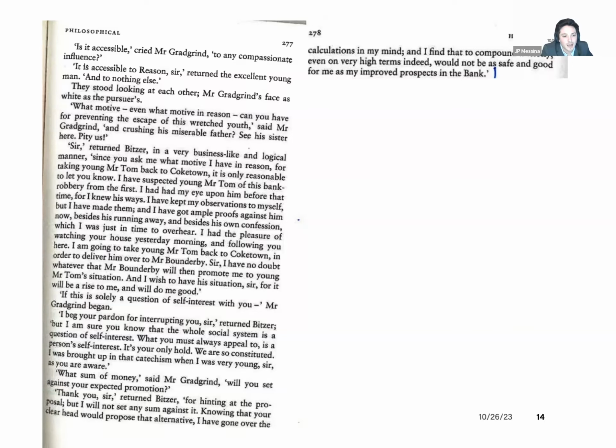"I beg your pardon for interrupting you, sir," returned Bitzer, "but I am sure you know that the whole social system is a question of self-interest. What you must always appeal to is a person's self-interest. It's your only hold. We are so constituted. I was brought up in that catechism when I was very young, sir, as you well know." "What sum of money," said Mr. Gradgrind, "will you set against your expected promotion?" "Thank you, sir," returned Bitzer, "for hinting at the proposal, but I will not set any sum against it. Knowing that your clear head would propose that alternative, I have gone over the calculations in my mind. I find that to compound a felony, even on very high terms indeed, would not be as safe and good for me as my improved prospects in the bank."